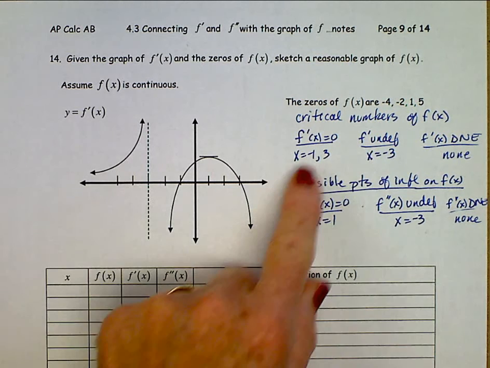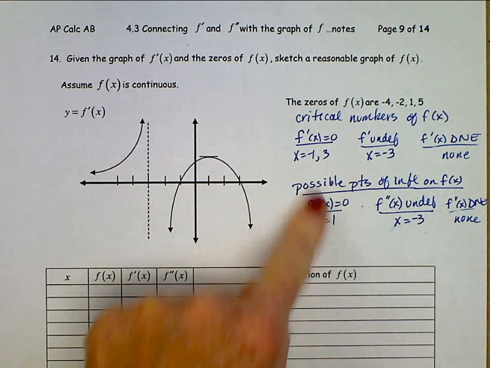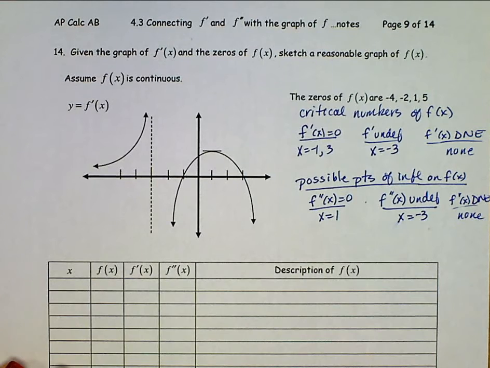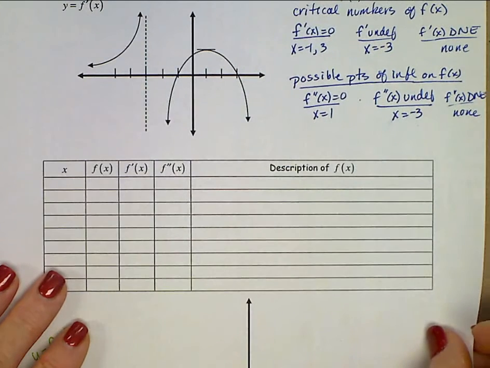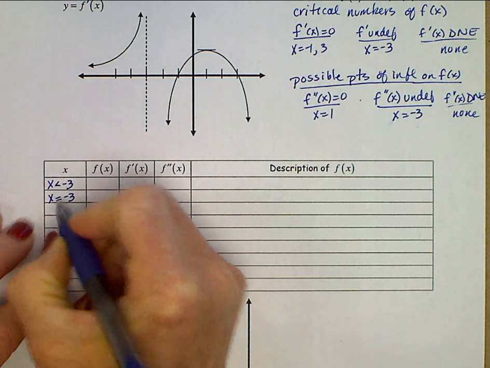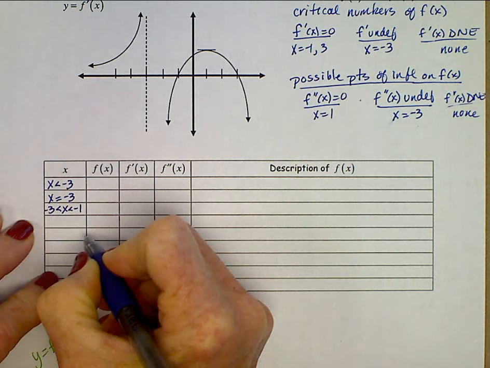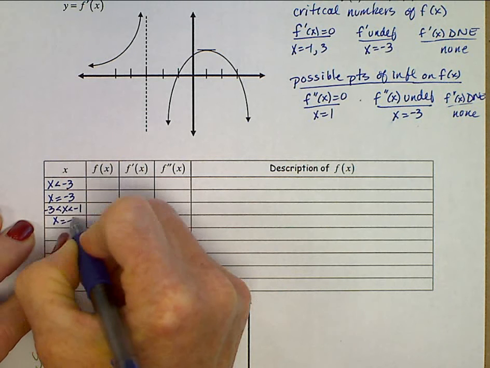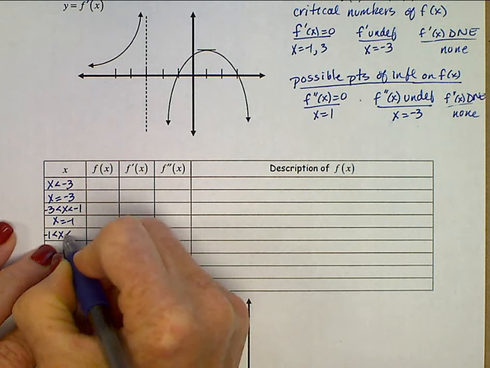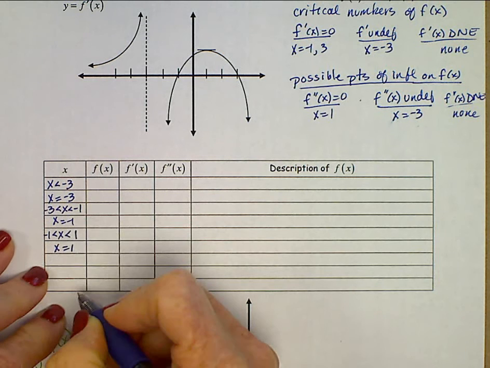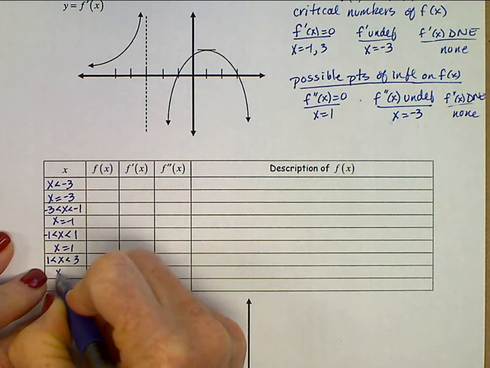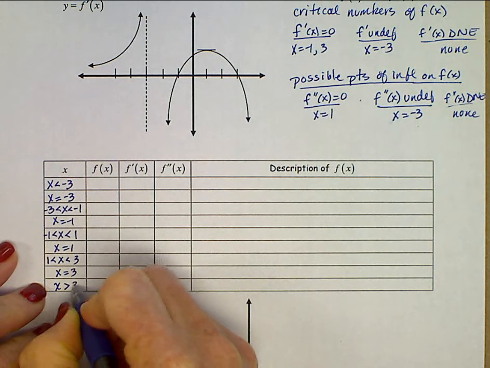Now, looking at all of these numbers over here, that will set up our chart. And there are 2, 3, 4 of them. So when we set up the super chart down here, we will have x less than negative 3, x equals negative 3, negative 3 less than x less than negative 1, x equals negative 1, negative 1 up to 1, at 1, from 1 to 3, at 3, and finally x greater than 3.